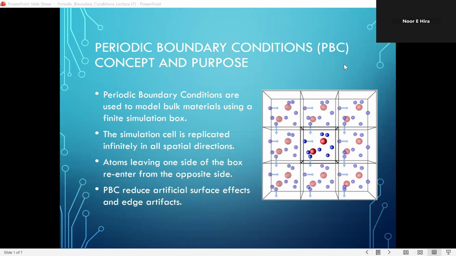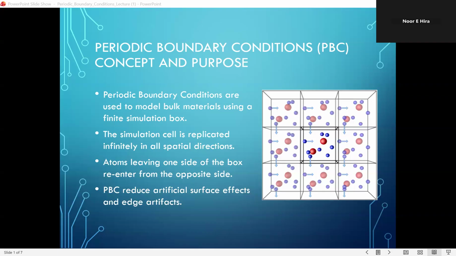You can see here in the diagram that we have a simulation box, and in reality we have trillions of atoms for the real system, and we cannot simulate that. The simulation environment is limited in the number of atoms, maybe at maximum we can have billions of atoms inside the simulation system, but not more than that. But in reality we have almost 10 raised to power 23 atoms. So the simulation cell is replicated infinitely in all spatial directions, and atoms leaving one side of the box re-enter from the opposite side, and periodic boundary condition reduces artificial surface effect and edge artifact.